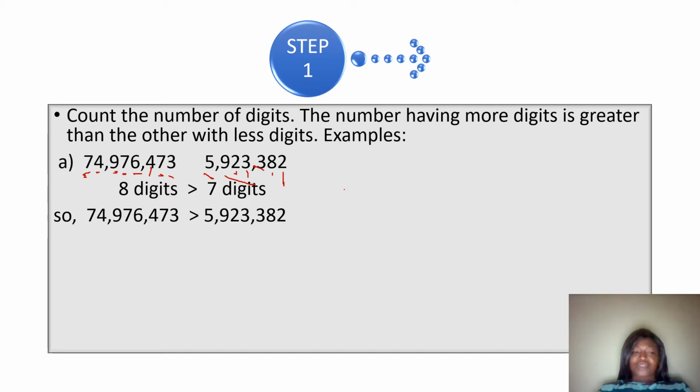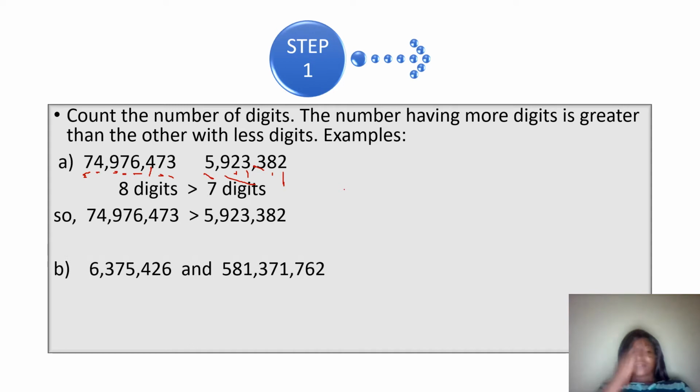So 74,976,473 is greater than 5,923,382. Let's look at another example.